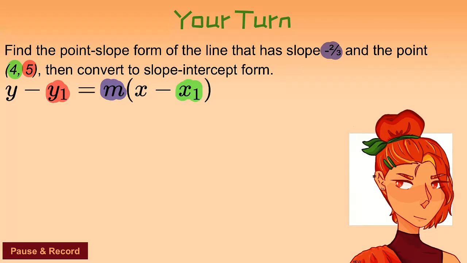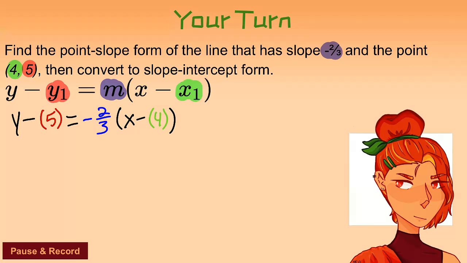So we're going to start with y minus y1, which is the 5, is equal to our slope, which is negative 2/3 times the quantity x minus x1, which is the 4. All right. So hopefully you got at least that far, and that is the equation written in point slope form.